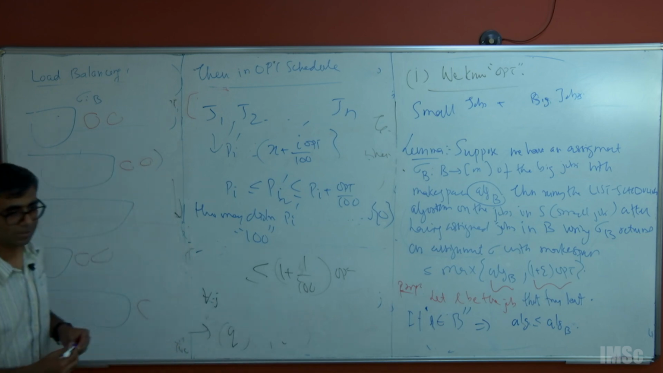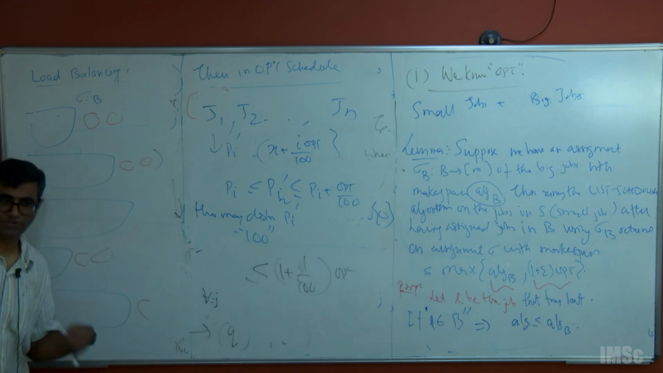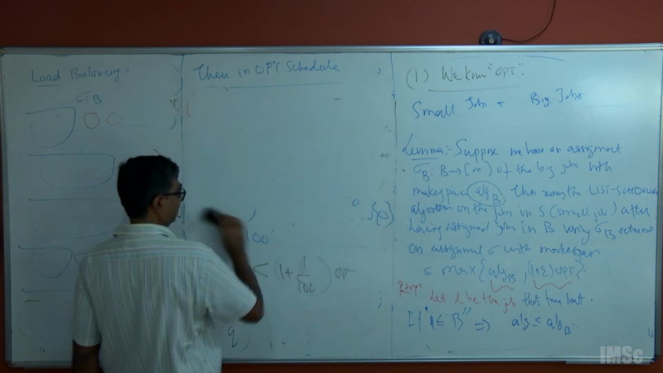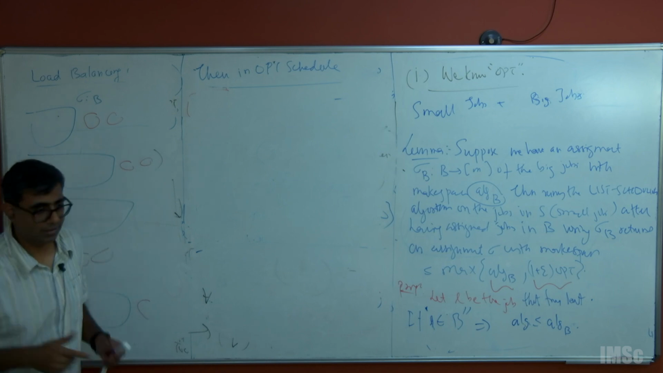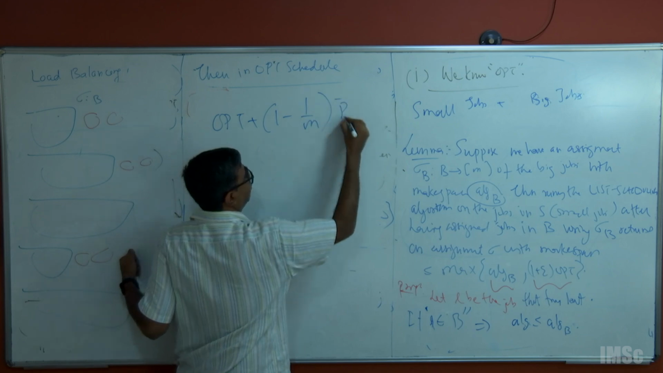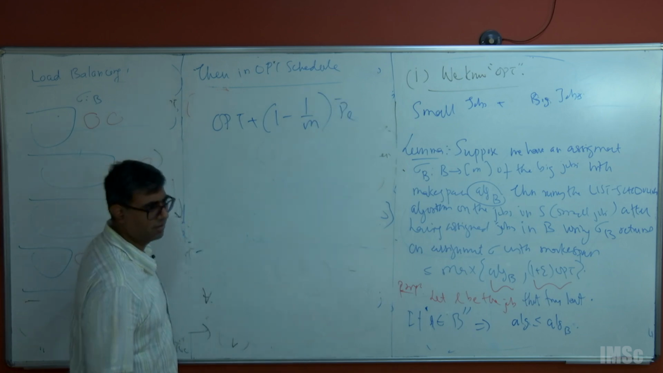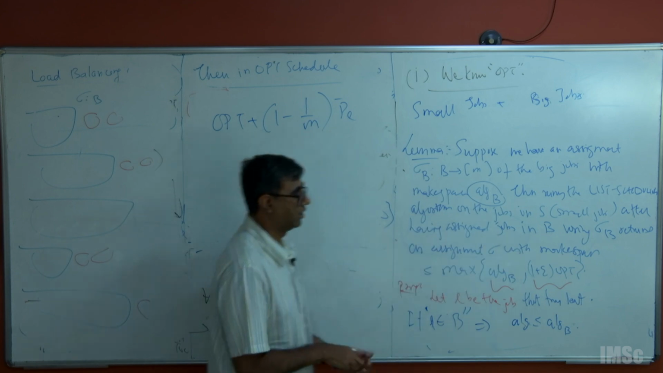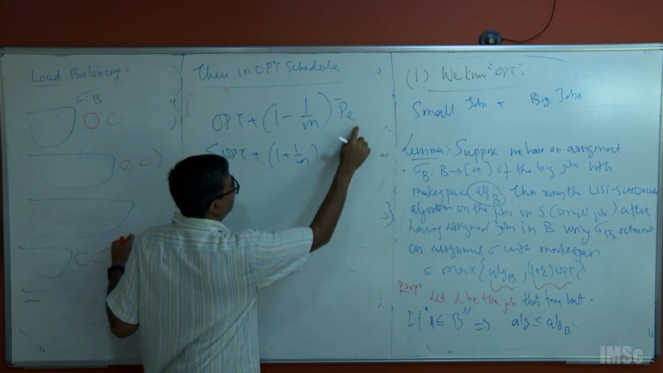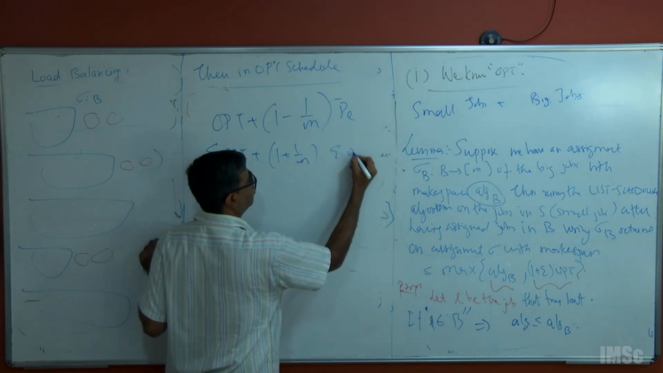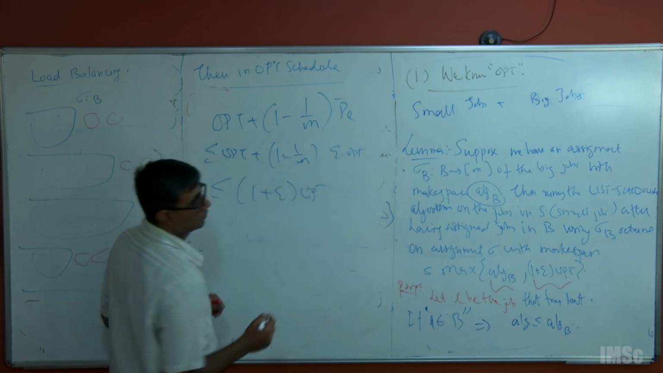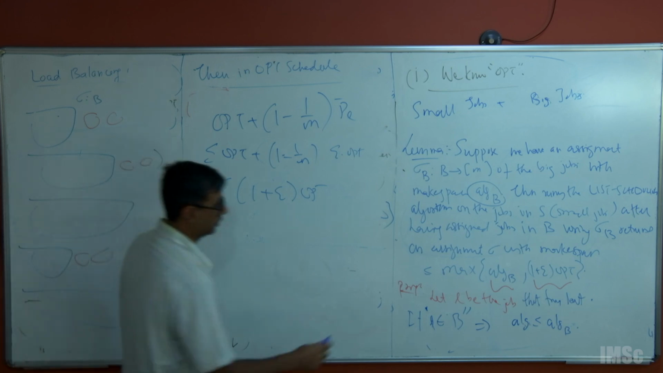Otherwise, what is the last job? The last job is a small job. Then, if you recall my analysis, what does it say? It is opt plus (1 minus 1 by m) times p_L. That is what I always say, because it holds for any ordering. And p_L is a small job, so it is at most epsilon times opt. So this is at most 1 plus epsilon times opt. Is that fine? So I am done.